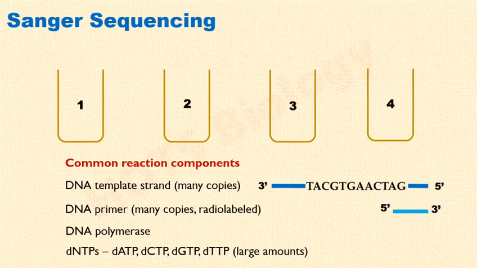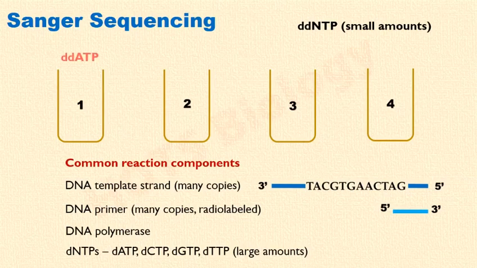Besides these common components, a small amount of one dideoxynucleotide or ddNTP is added in each reaction. This is the component which is different in each reaction. So, for our illustration, let's say ddATP is added in the first reaction, ddCTP in second, ddGTP in third and ddTTP in fourth.